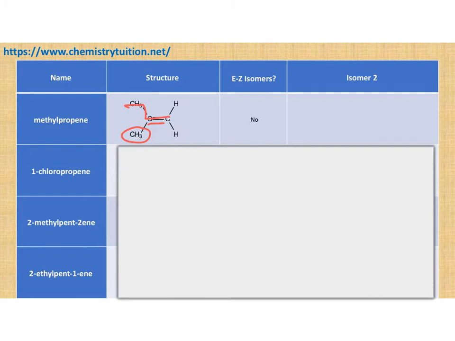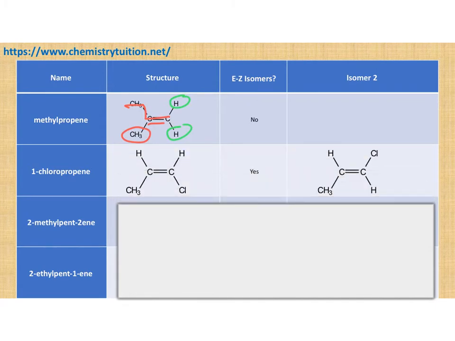Can it have EZ isomerism? No, it can't. And the reason why is because on that carbon you have 2 hydrogens, so you haven't got different groups on that carbon, so it can't have EZ isomerism. So 1-chloropropene now. So a similar molecule, but we've now got a chlorine attached. So again, we've got propene here with your 3-carbon chain and your chlorine on your first carbon. And this can have EZ isomerism because you have an H and a Cl on that carbon, and on this carbon you have an H and a methyl group, so you've got different groups on both carbons, and therefore you can swap these 2 groups around to give you that isomer.